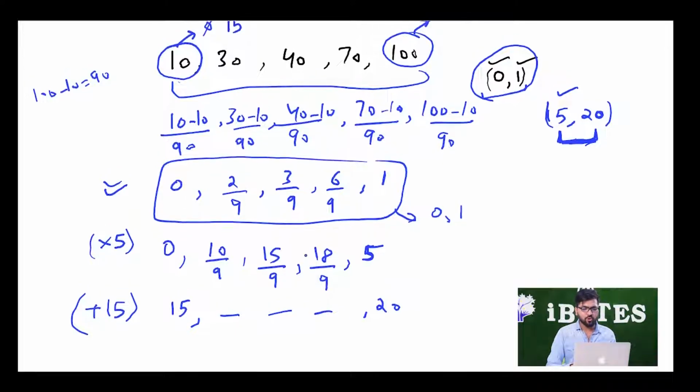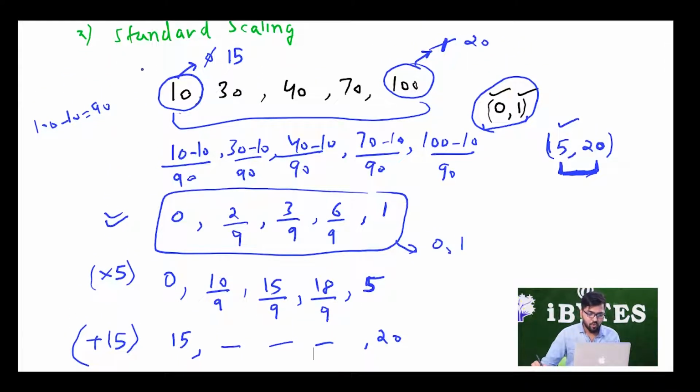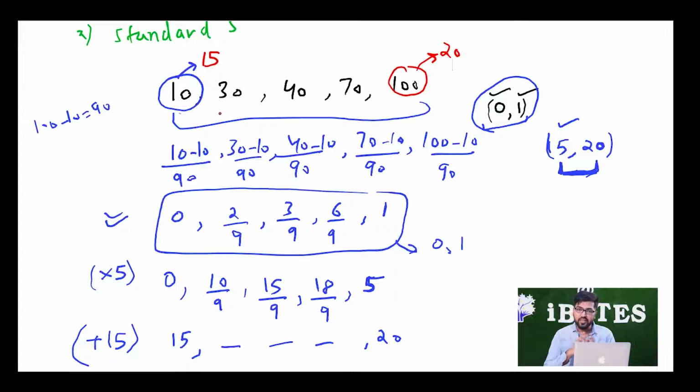Let me quickly go through this again. If our problem is that you have to transform this whole data in such a way that this 10 should become 15 and 100 should become 20, the simple way of doing it is that first take it to a scale of 0 to 1. How to take it to a scale of 0 to 1? Subtract 10 from this, 10 from this, 10 from this, that is the minimum value from all of them, and divide by maximum minus minimum. Now we get a scale of 0 to 1. Then the range we are given is 15 to 20, and the difference is 5. So multiply all the values by 5.